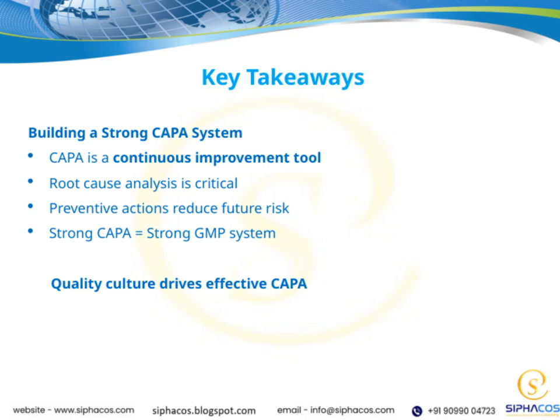When we implement strong CAPA processes, we're also strengthening our overall GMP system, creating a more reliable and compliant environment. And let's not forget, a strong quality culture really drives effective CAPA. When everyone is committed to quality and continuous improvement, the entire organization benefits. So the key takeaway here is that a well-built CAPA system is fundamental to our success. It's about fostering a mindset of ongoing improvement, where root cause analysis and preventive actions work together to minimize risks and uphold the integrity of our products.